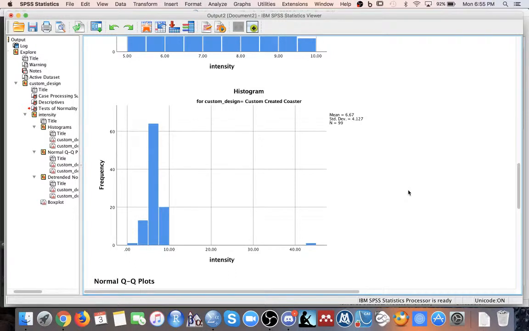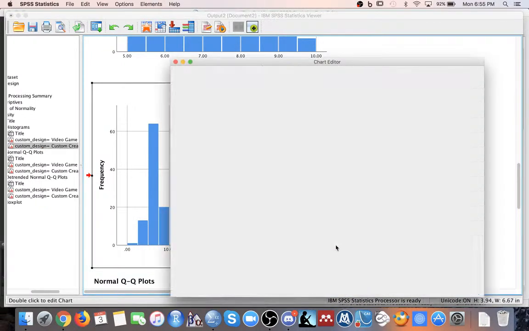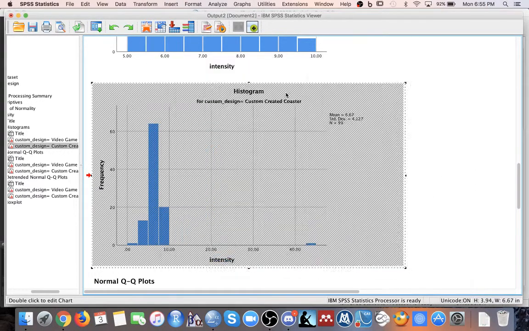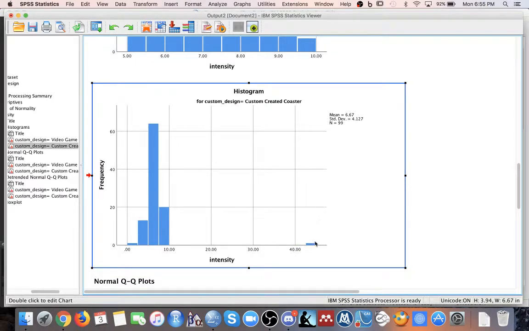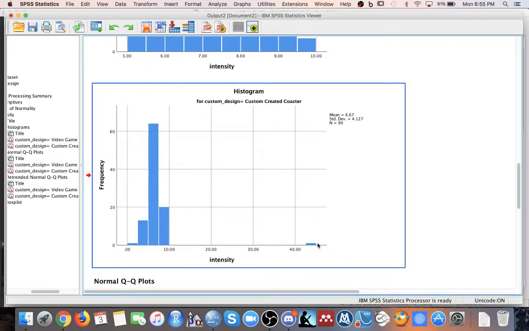Of course, if we look at the histogram for custom design roller coasters, we see one of the major problems. There is what looks like a single roller coaster. Let's see if I can double click on this and hover over it. It's still not telling me the exact height. But this looks like one roller coaster out here is one of the major reasons why we have a problem. It has a very high intensity rating of 40-something, right?